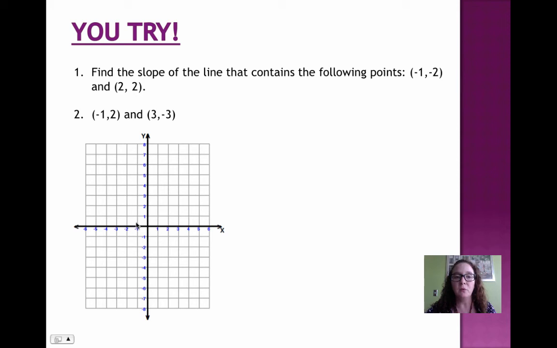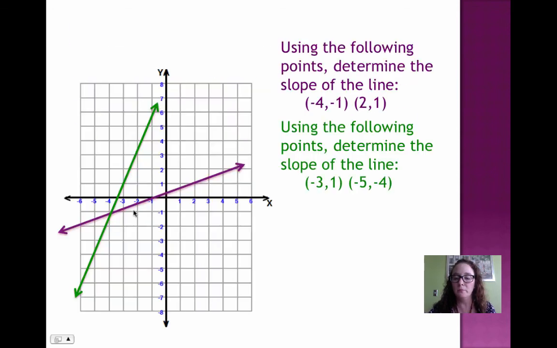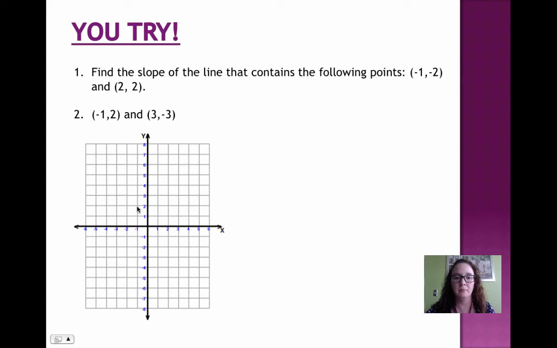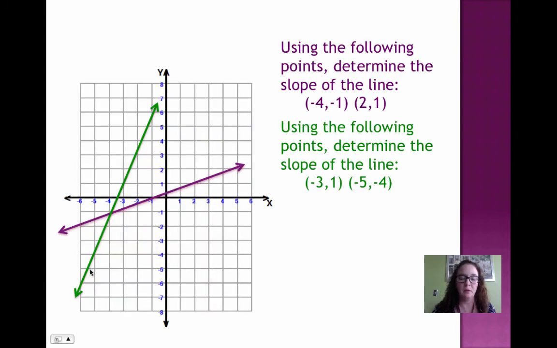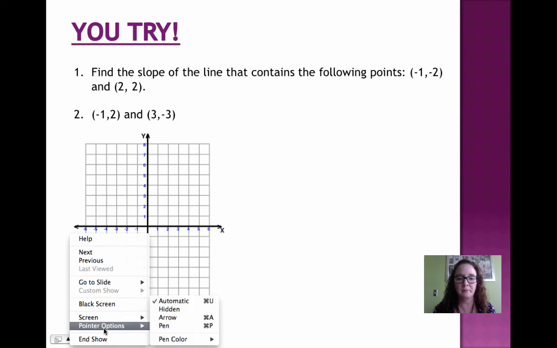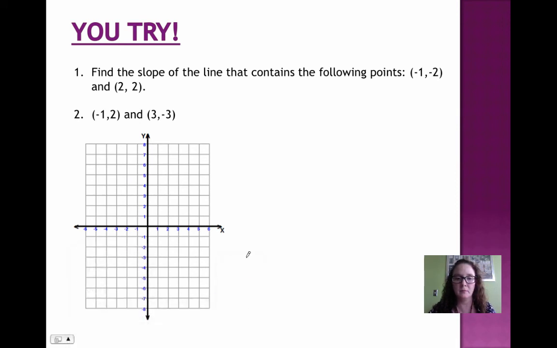Let's put our points at -1, +2. Technology. Okay, -1, +2. And +3, -3. All right, we can use our vertical change. So 1, 2, 3, 4, 5. And we went down, so that's a -5. And our horizontal change, 1, 2, 3, 4.